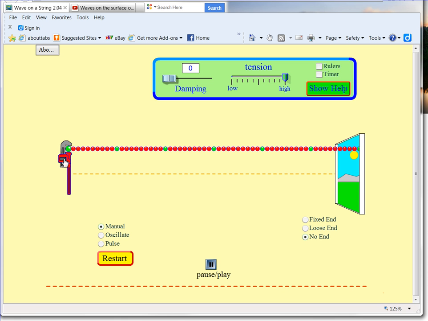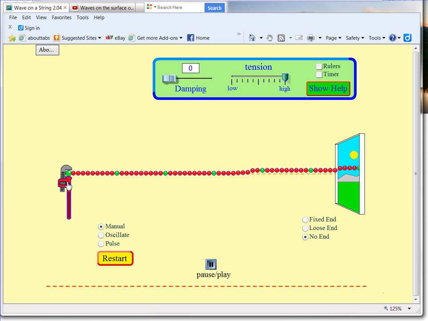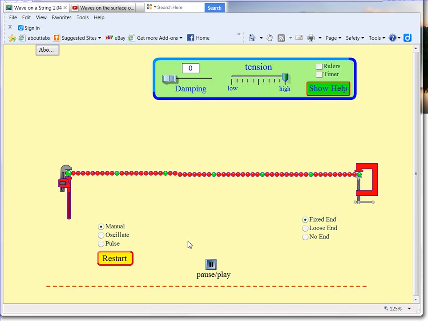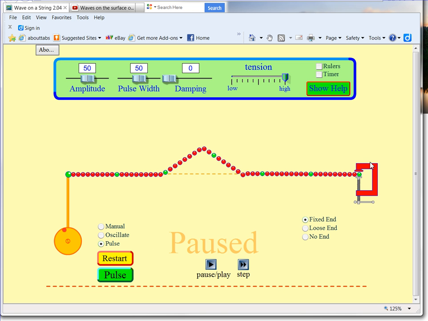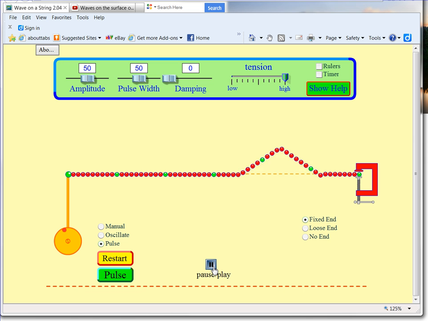Let me go to manual. Alright, here we're going to go down to manual, so we're going to move this. Now watch what happens when I have a fixed end. When I have a fixed end, I'm going to give a single pulse. Now, the wave is going to the right. It's going to hit this fixed end, and watch what happens. It bounces and reverses direction. So, when a wave hits a fixed end, it reflects on the opposite side of the equilibrium line.